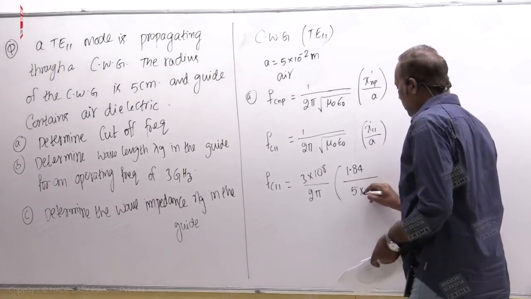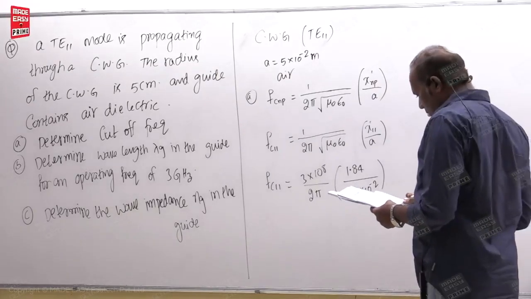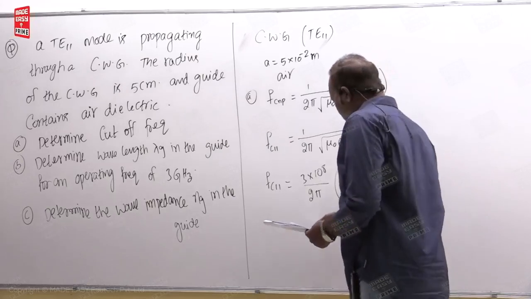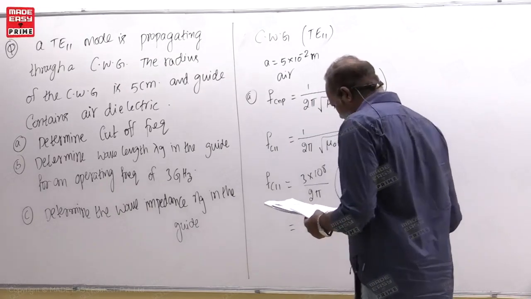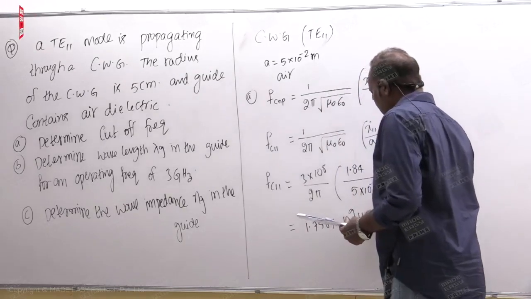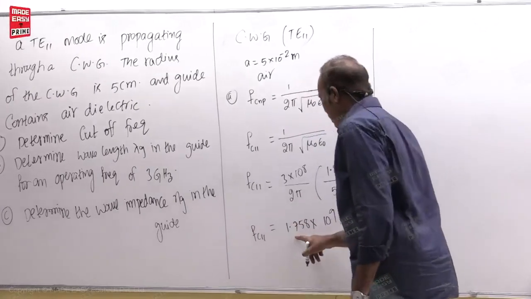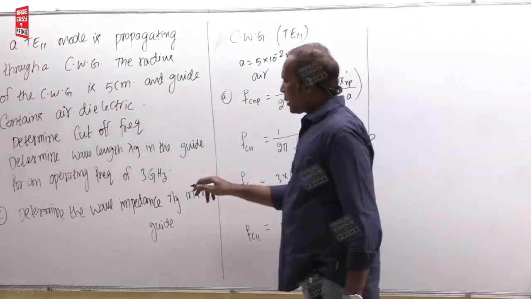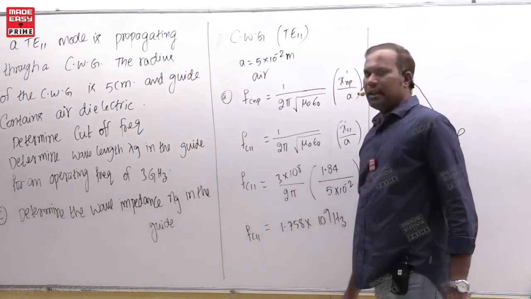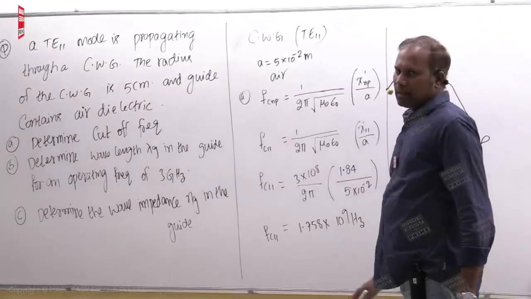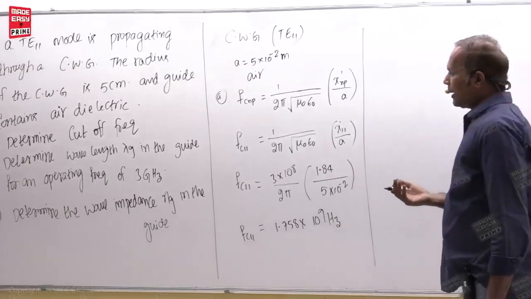Now divided by 5 into 10 to the power minus 2. After calculation, it becomes 1.758 into 10 to the power 9 Hz. You can see the cutoff frequency is 1.758 GHz, but here the operating frequency is 3 GHz. So the operating frequency is more than the cutoff frequency, so there is propagation of EM wave in this.